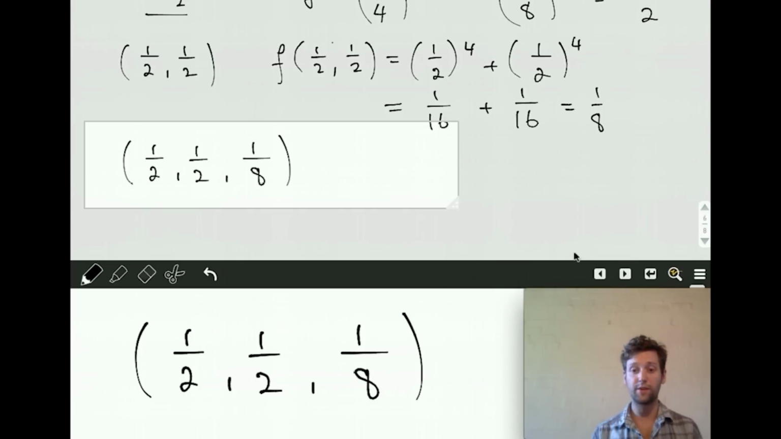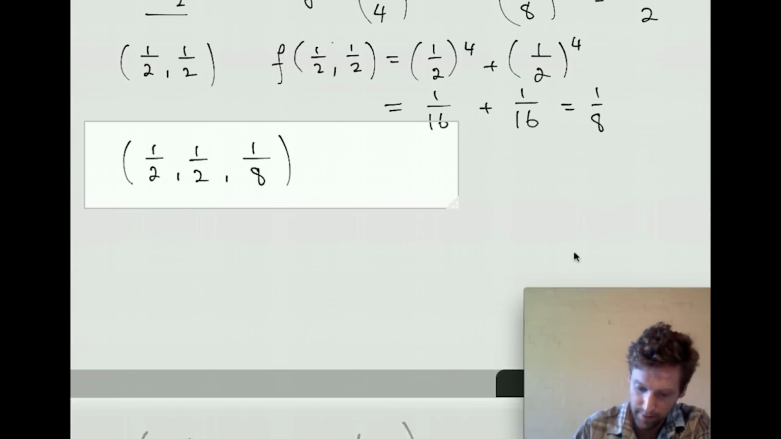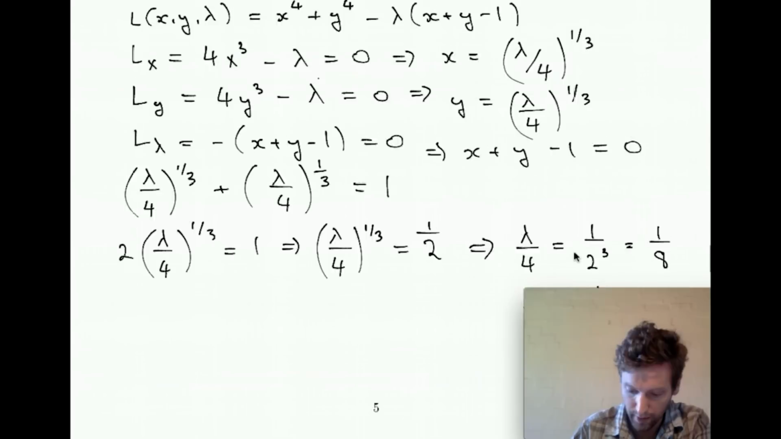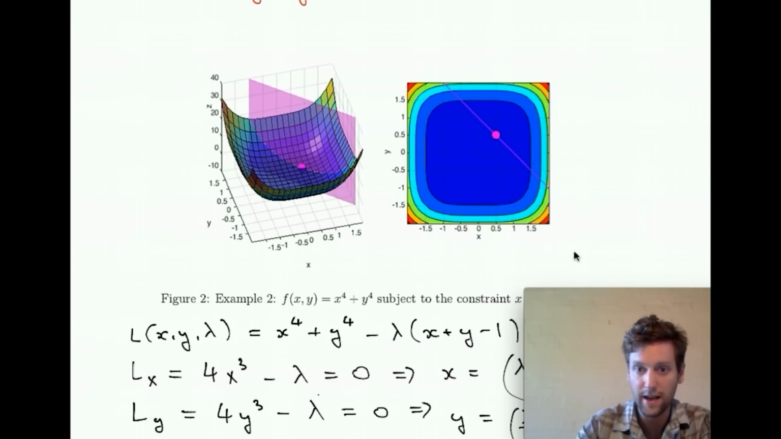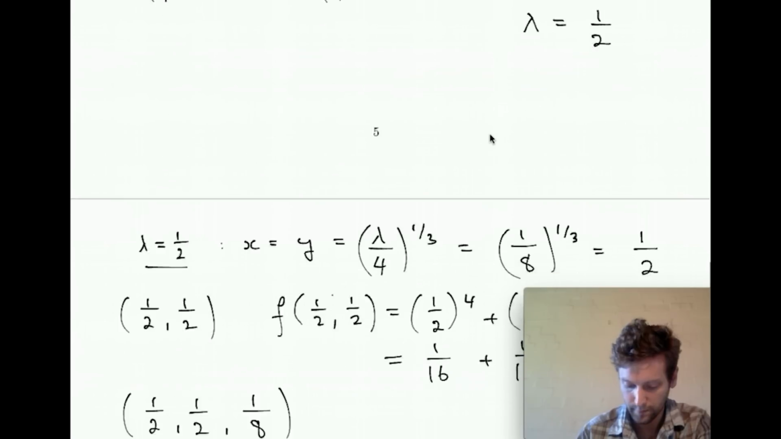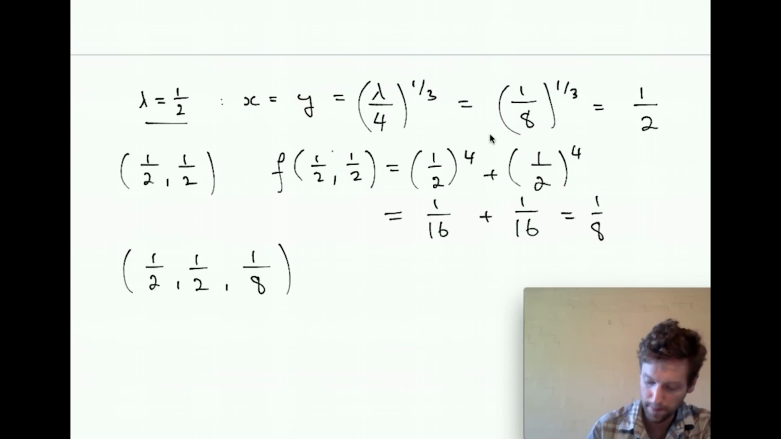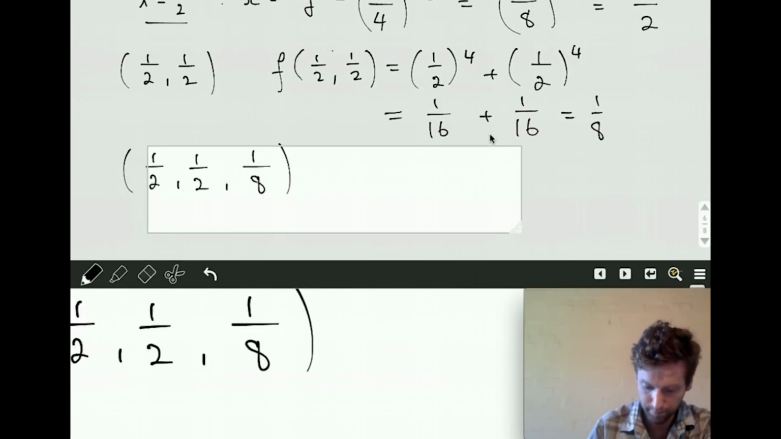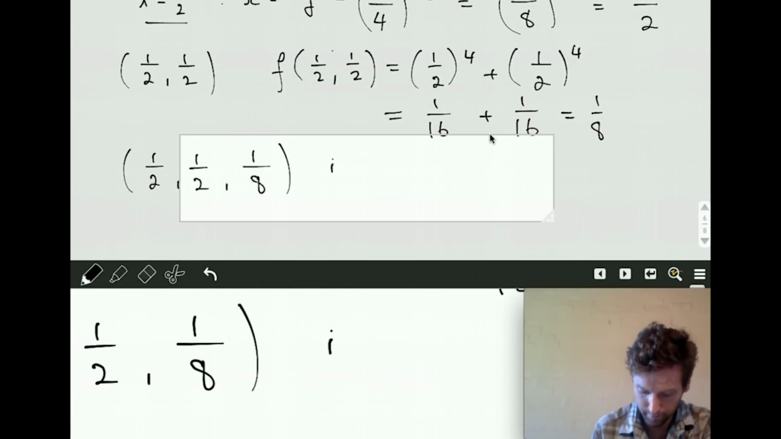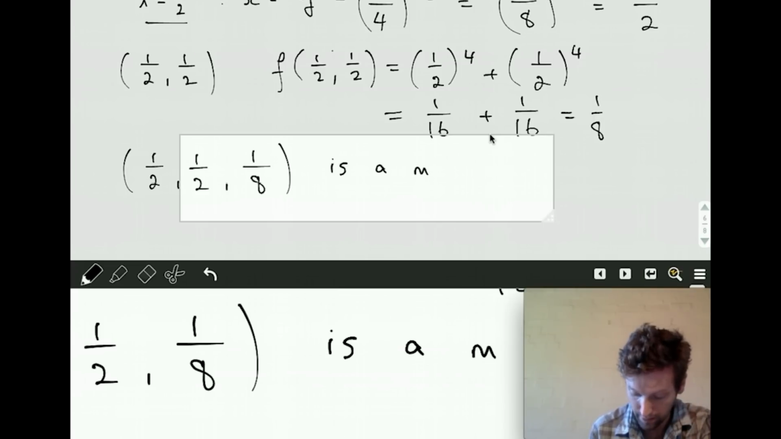And the question now is, is that a maximum or a minimum value? We can't tell just from comparing it to the other points, because there are no other points to compare it to. We only have one extreme value on this line. But again, thinking about it geometrically, the answer is obvious. If we look back at our figure, you can see that this thing has to be a minimum value. There is no maximum value. So this point is a minimum.